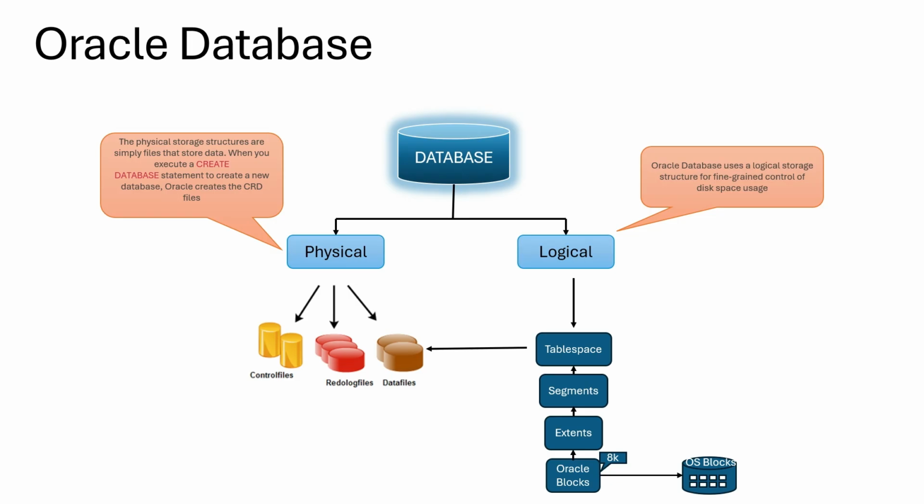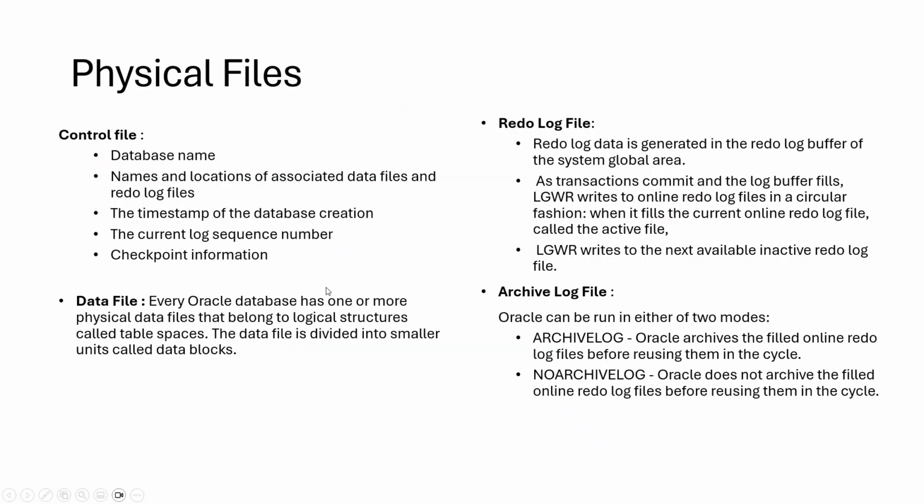Let's see: tablespaces, segments, extents, Oracle blocks. These are all the storage granularity, how your data will be stored in the disk space. I will talk about those logical structures later. Let's understand the physical files first.